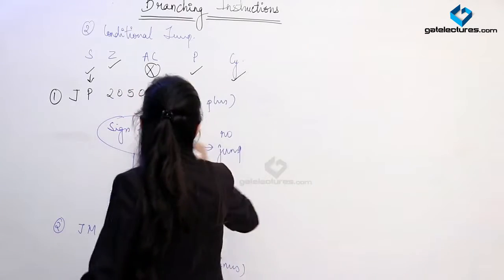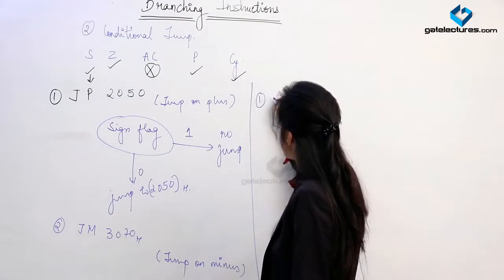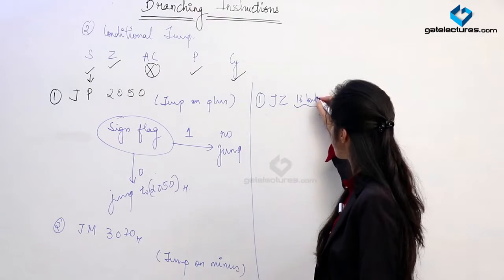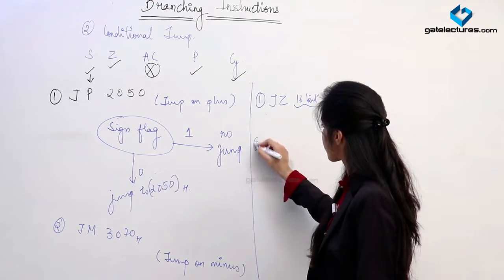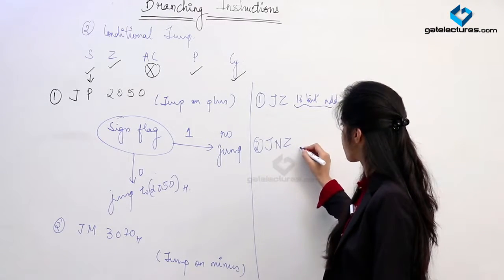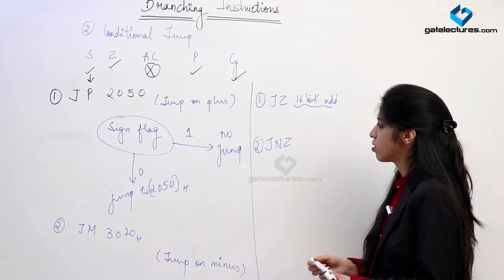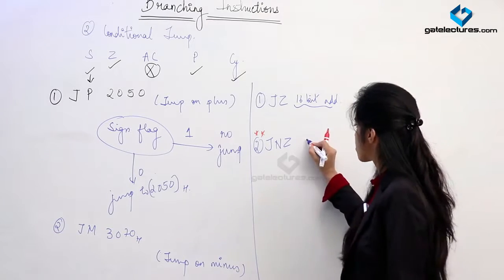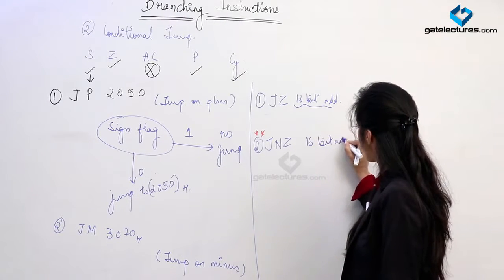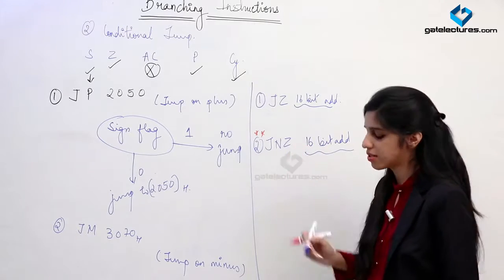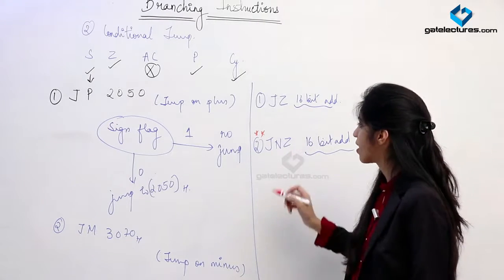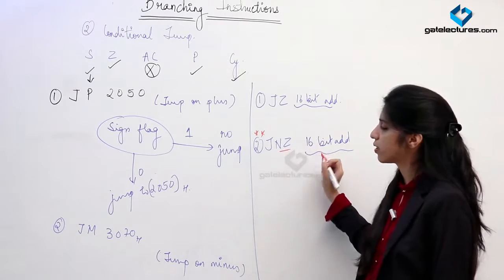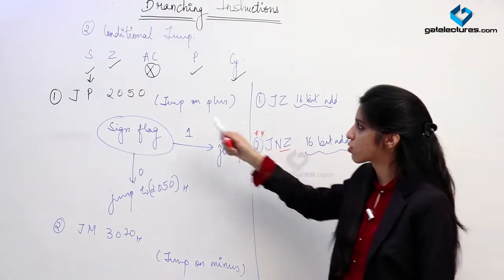Based on zero, we have two instructions. Jump on zero, where a 16-bit address is present here. And second is jump on not zero. This jump on not zero we use widely, a lot in programming. Here we just check the status of the zero flag. If the zero flag is not 1, that is, if the result is not 0, we make the jump. So these are the two instructions based on the zero flag.